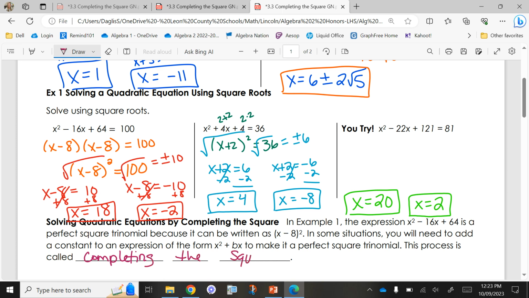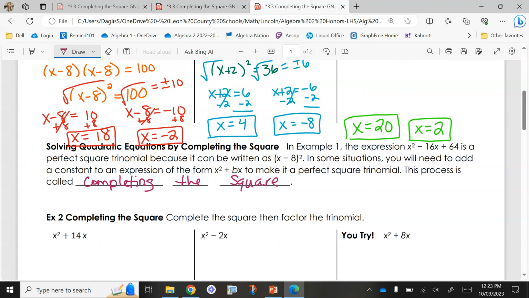So if it's not given to you and you have to make it happen, you have to bring in the perfect squared number, you have to complete the square. When you add something to an equation, remember you have to do it to the entire equation. You can't just do it to one side. You have to keep it balanced.